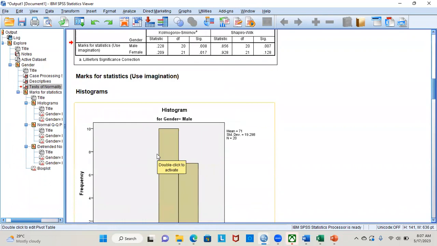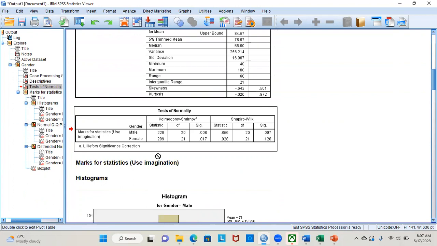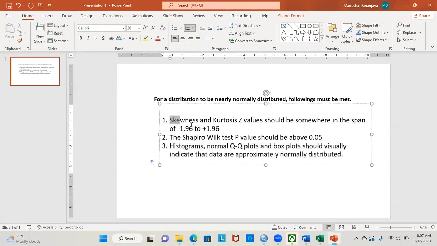But the thing is that with visual graphs, we cannot exactly say whether it is approximately normally distributed or not, because it depends on the way we see. So it is very subjective. So try to take values and prove. We better rely on the first two criteria.